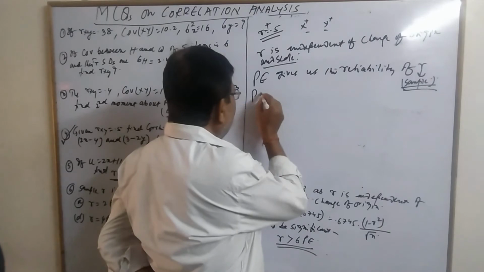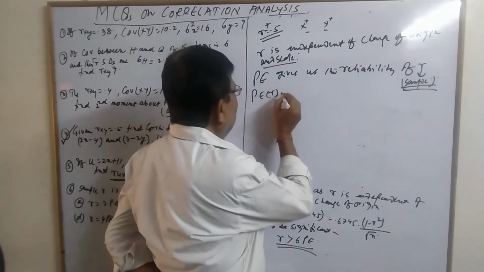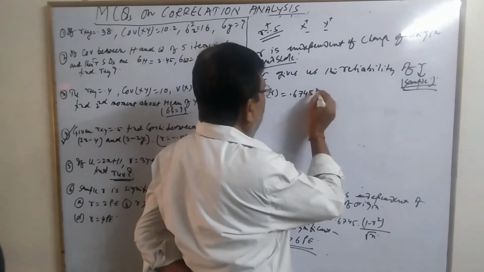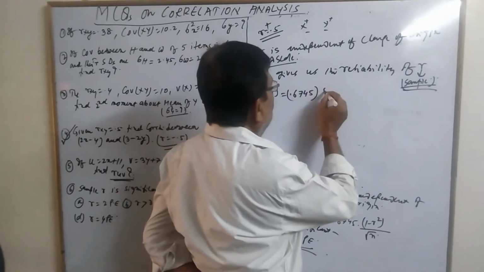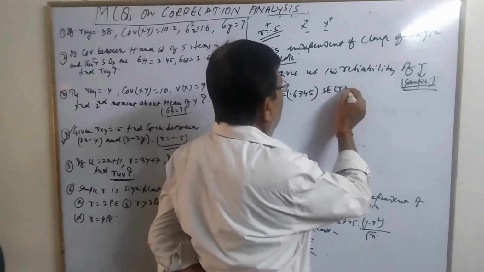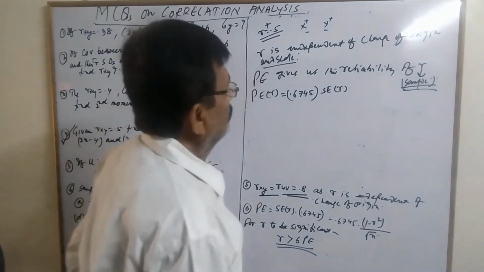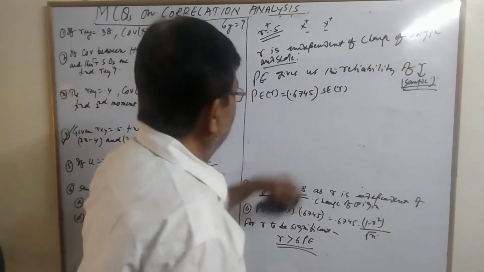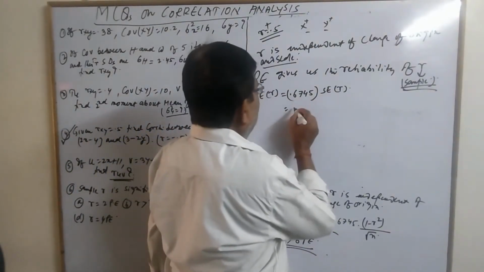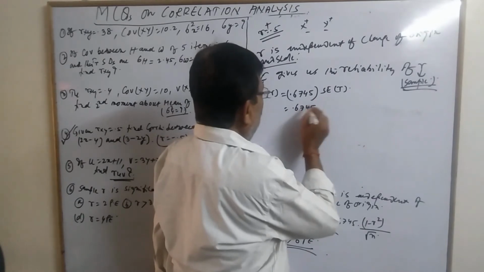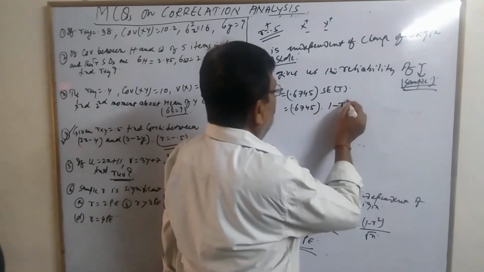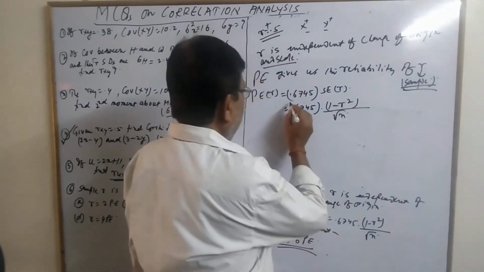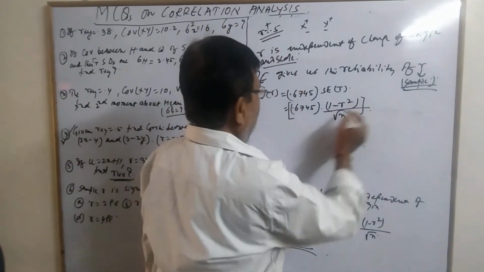The probable error of R is 0.6745 into the standard error of R. This is the formula of probable error of R: 0.6745 into 1 minus R square divided by root n. This is the formula of probable error of R.